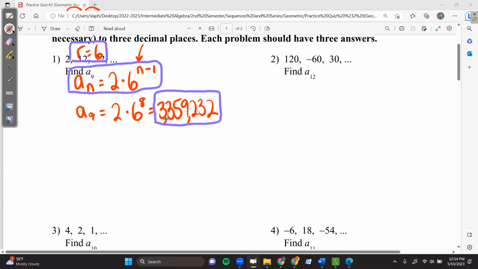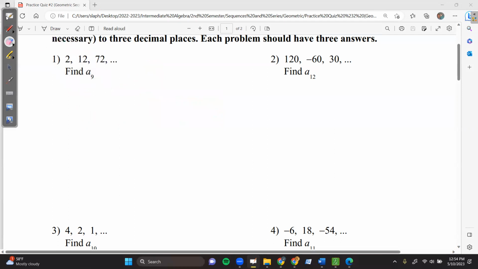And we're just going to do that over and over again. So this should not be difficult at all. And that's all the quiz is going to be. So there'll be no tricky curveballs or anything that you're not expecting. So let's get on to number 2.